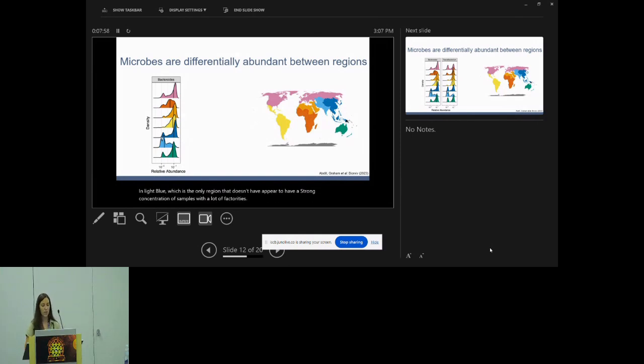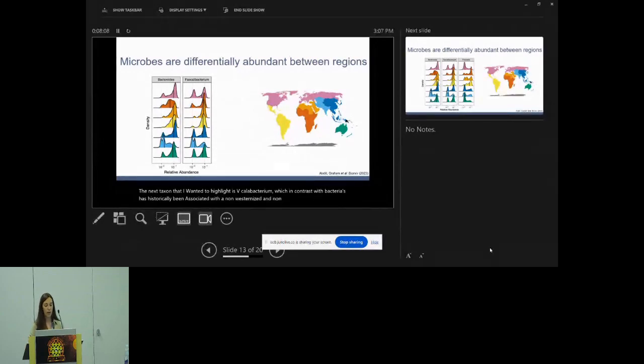The next taxon that I wanted to highlight is Faecalibacterium, which in contrast with Bacteroides has historically been associated with a non-westernized and non-industrialized microbiome. And we can see that the distribution of samples here looks a little bit different. So while there are still a significant number of samples in Europe and Northern America that have a lot of Faecalibacterium, there are almost an equal number that have very low amounts of Faecalibacterium. And we also see really high relative abundance of Faecalibacterium in Sub-Saharan Africa, Northern Africa and Western Asia, and Latin America and the Caribbean.